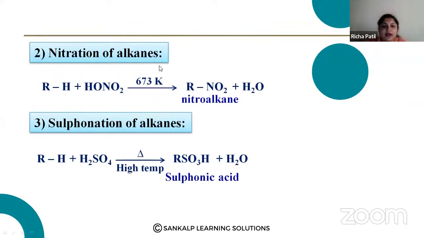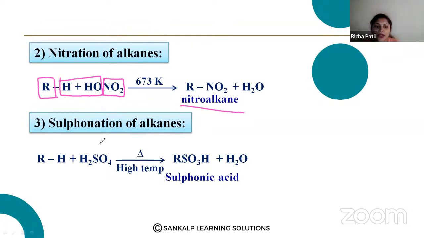Next is nitration of alkanes. What is nitration of alkanes? You take an alkane and HNO3, and you heat it, supplying a temperature of 673 Kelvin. What you yield is a nitroalkane, where NO2 gets attached to R, plus a water molecule. So this is a nitroalkane. This is the second property: nitration of alkanes.